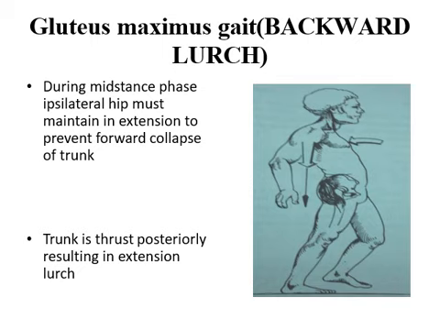The other gait is the gluteus maximus gait. This is when the gluteus maximus muscle is affected, so the body leans backward when they are walking, and this is very characteristic in poliomyelitis.